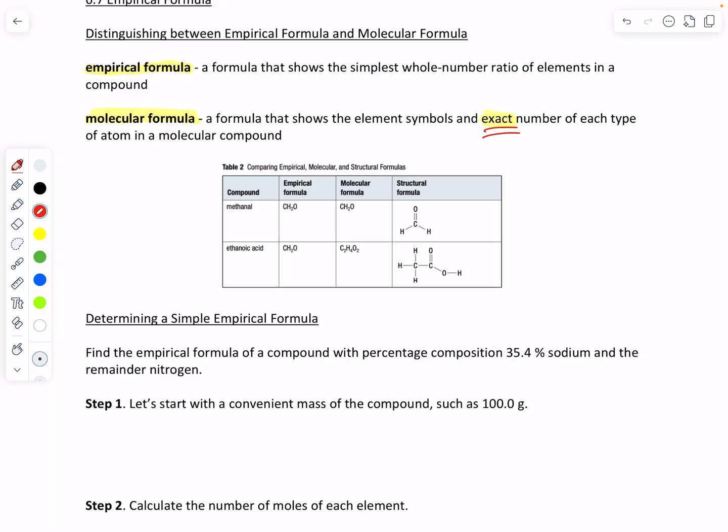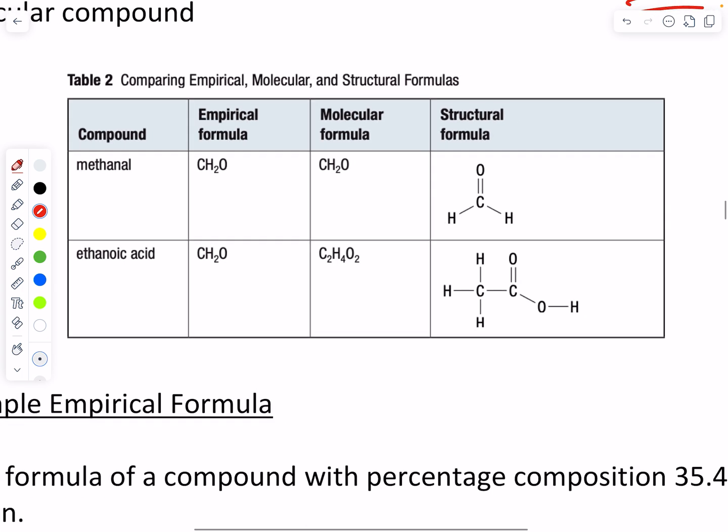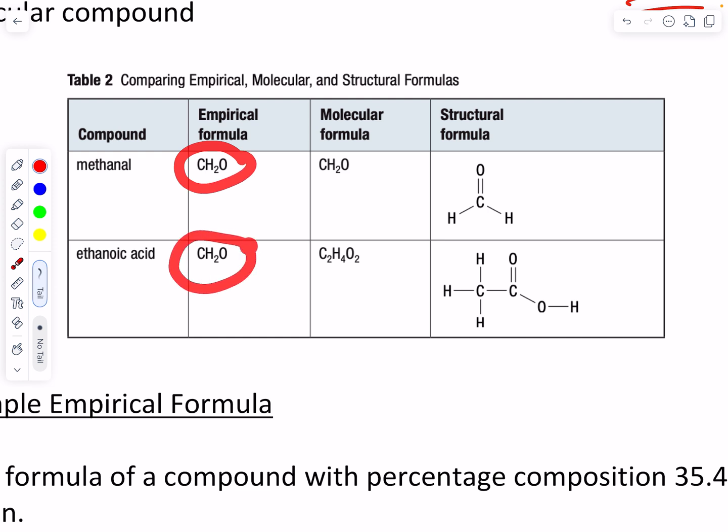Here we have a table showing the empirical formula and the molecular formula for different structures. First, we have methanol, which has an empirical formula of CH2O and a molecular formula CH2O. Now, ethanoic acid is the next example. And notice that the empirical formula for methanol and ethanoic acid are the same, but the molecular formulas are different.